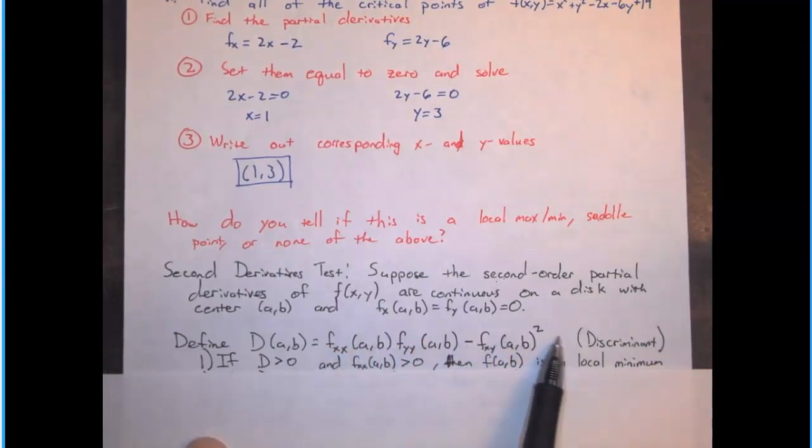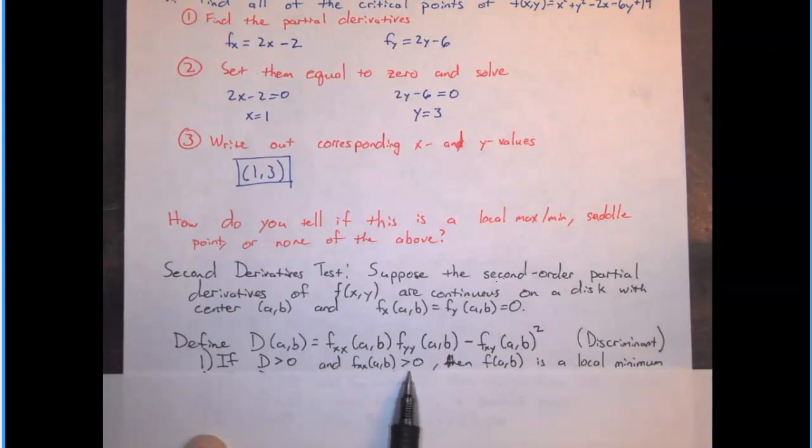I'm subtracting something positive, so this entire thing is negative. In order for the discriminant to be positive, these have to have the same sign. So I'm looking at the second order partial with respect to x, but if the discriminant is positive, this is going to have the exact same sign as the second order partial with respect to y. So you could also look at either one.